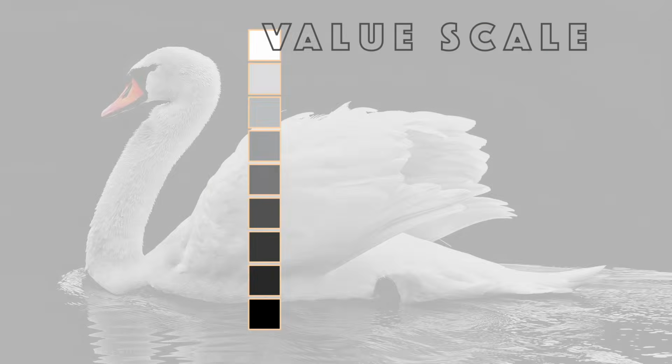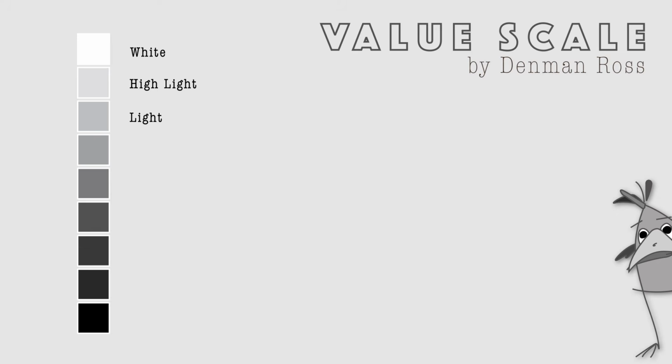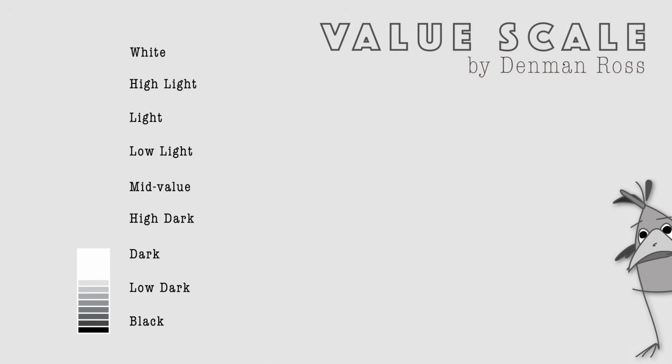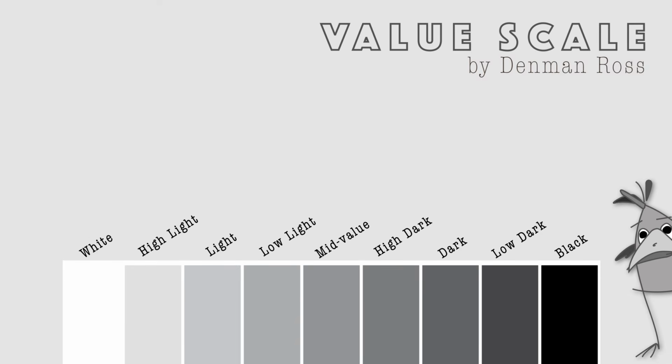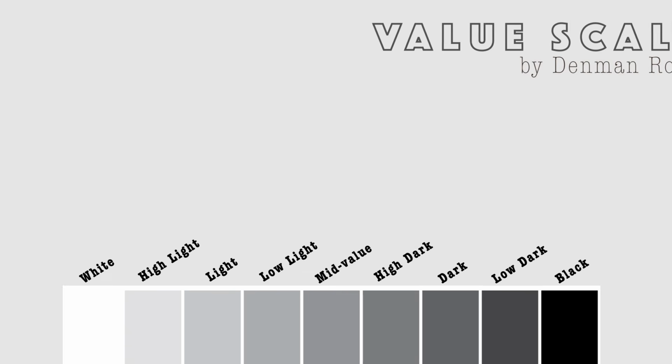One of the most well-known is the Denman Ross 9-step value scale. His value terms are useful and easy to memorize. Take a look. Starting from white, highlight, light, low light, mid value, high dark, dark, low dark, and black.